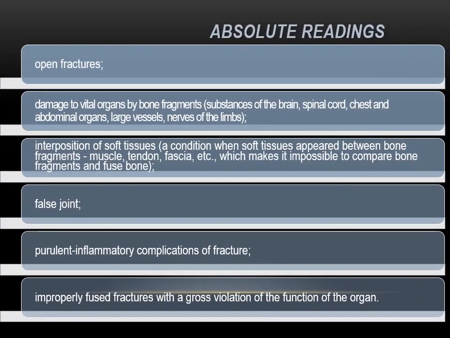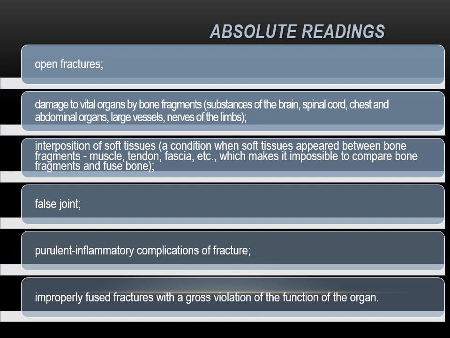So, absolute indications: open fractures. With all the desire, the presence of a wound is a reason to perform primary surgical treatment. And the presence of damaged organs in the wound, in particular bones, suggests working on them. Damage to vital organs by bone fragments, such as the substance of the brain, spinal cord, chest and abdominal organs, large vessels, nerves. In this case, surgical intervention is inevitable.